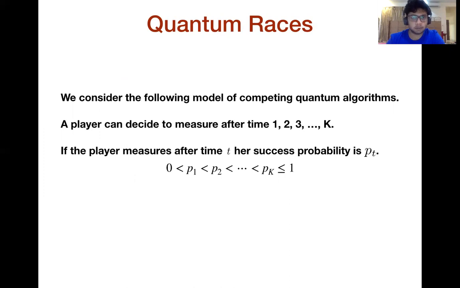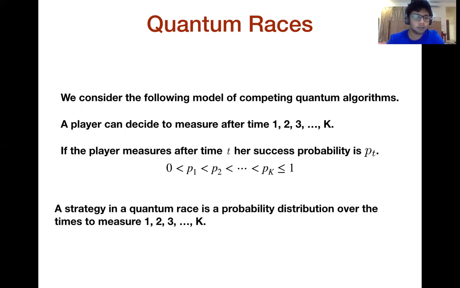We model it as follows. The players can decide to measure at these discrete times, 1, 2, 3 up to k. In the earlier example, k was pi over 4 times square root n. And the success probability is described by the function p_t, which is a monotonically increasing function. A strategy in the game would be a probability distribution over these times.